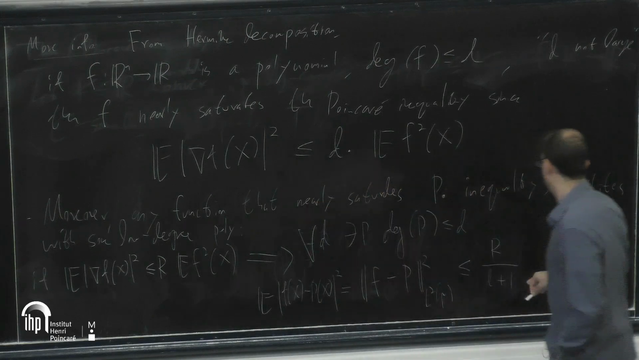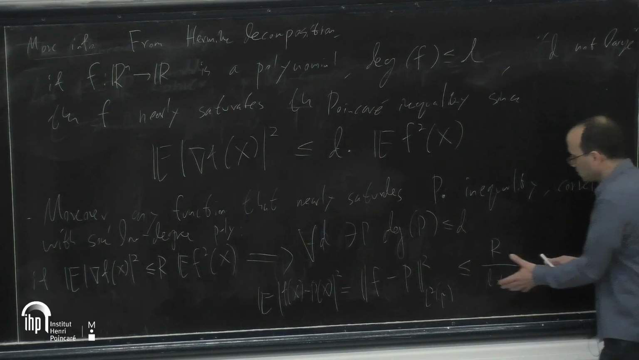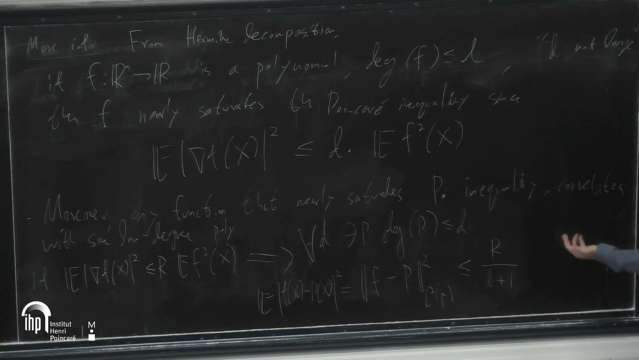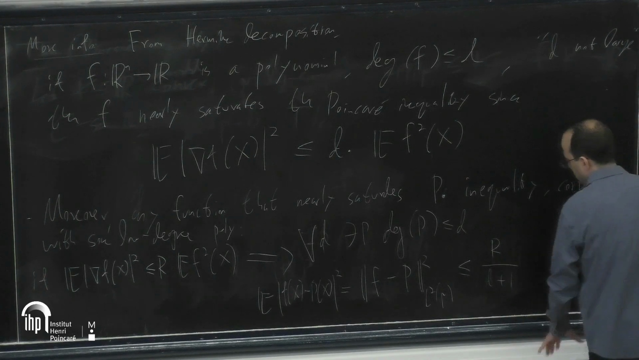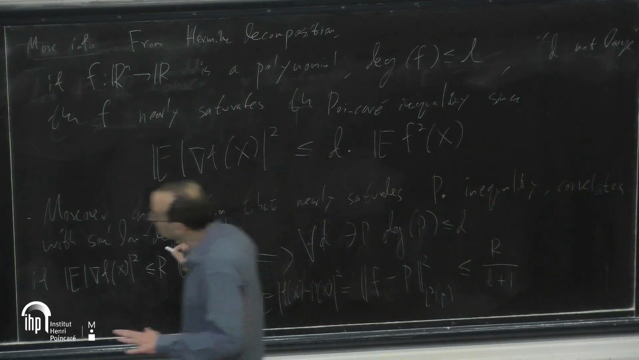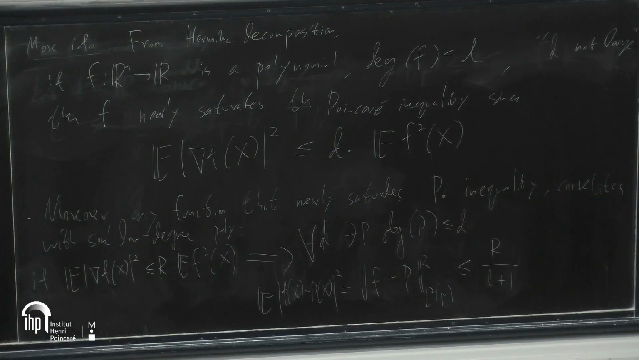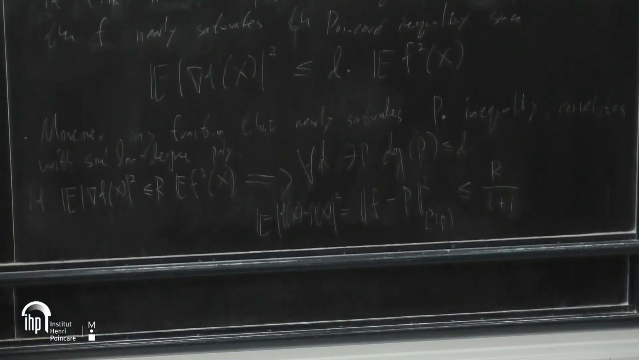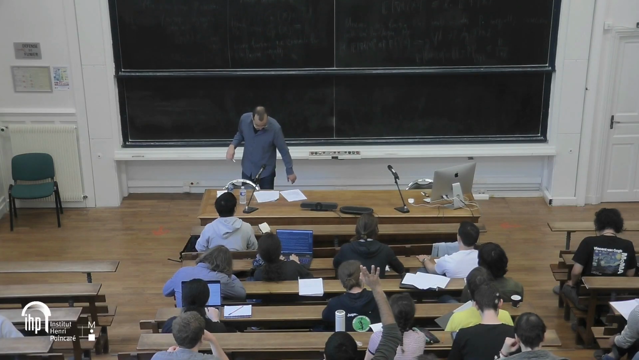So you can find a polynomial of small degree which cancels the small frequencies, and the tail decays fast. So you can approximate by a low degree polynomial. So for the Gaussian, we pretty much understand what saturates Poincaré: low degree polynomials, or things which are close to low degree polynomials. That's it. Good. Next example.